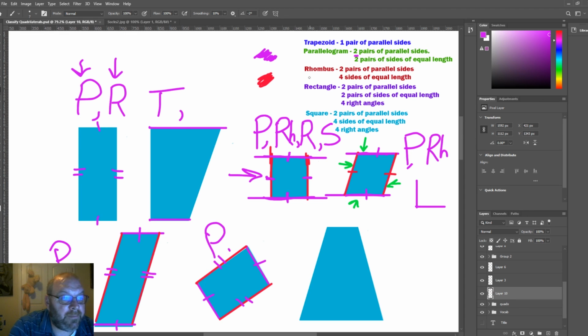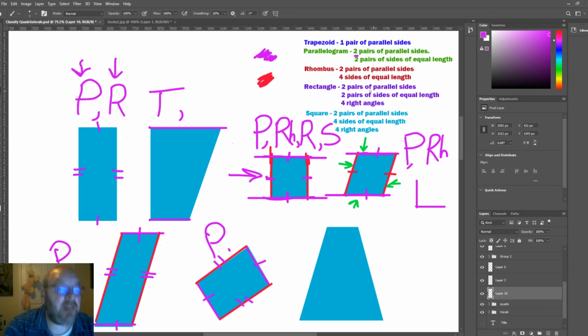So it is a parallelogram. Most definitely. A rhombus. Two pairs of parallel sides. Yes, we have that. Four sides of equal length. Well, I told you this side is equal to this side, and this side is equal to this side. So we do not have four sides of equal length, so it's not a rhombus.